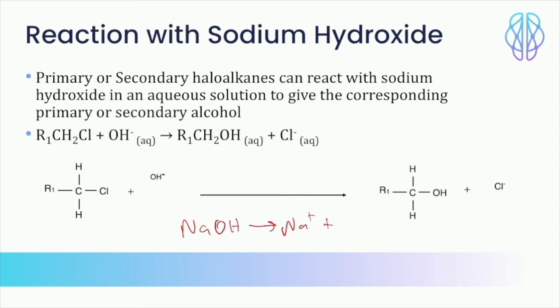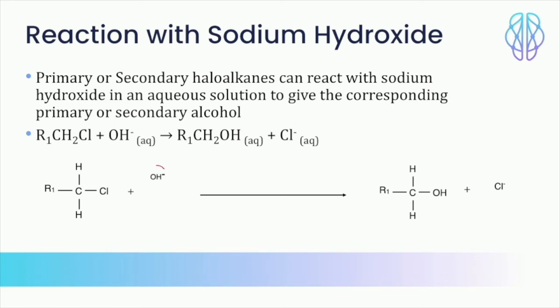It splits up like this in an aqueous solution. Now, you might recognize this from the original nucleophile, electrophile, and free radical slide. So OH- is the nucleophile in this reaction. Like I said, primary and secondary haloalkanes will undergo nucleophilic substitution. If we introduce sodium hydroxide, the hydroxide being the nucleophile, it'll undergo that nucleophilic substitution. So that's what I've got here.